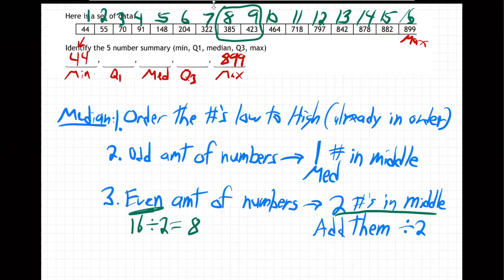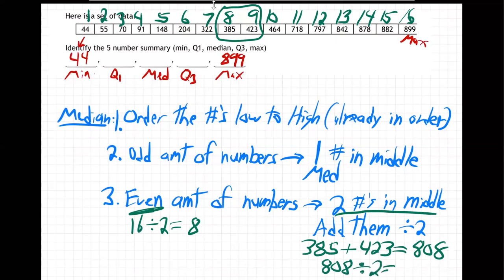So I'm going to take 385 plus 423. Add them on my calculator right now. Add them up. 385, 423. I'm getting 808. And then take that 808 and divide by 2. And it comes out 404.